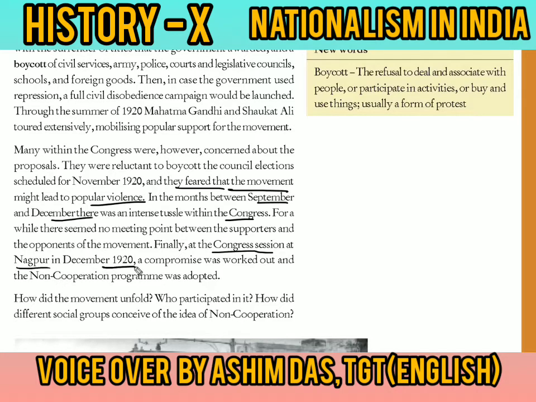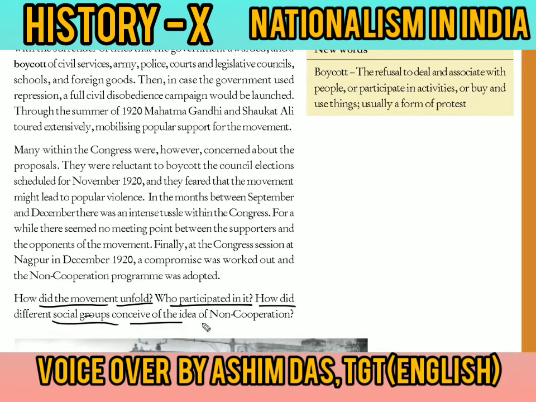How did the movement unfold, who participated, and how did the different kinds of social groups conceive the idea of non-cooperation? That is what is in the next topic. So we'll come to know about it later on.